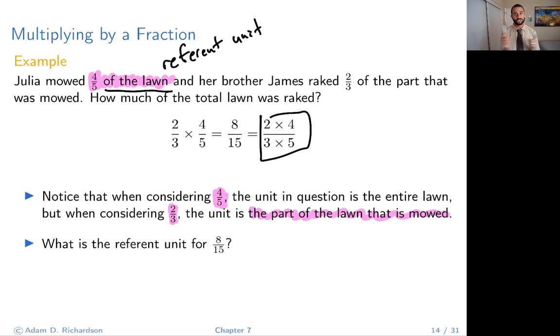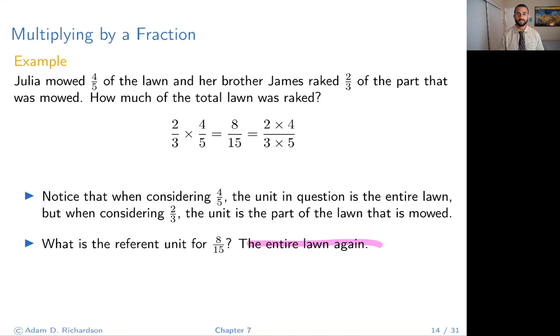Okay, so what was the referent unit for 8/15? Well, that was the entire lawn again, right? How much of the total lawn was raked? 8/15 of it. So the answer to that one is the entire lawn again, all right? So that's the referent unit for 8/15. The way that you can kind of think about it is this. You can think about it as 2/3 of 4/5 of 1.